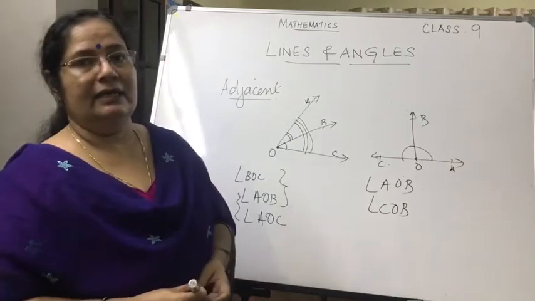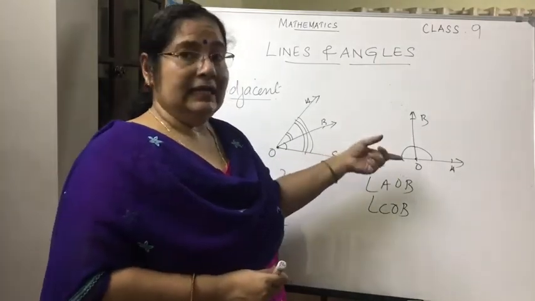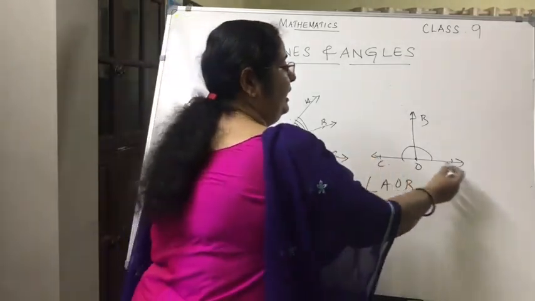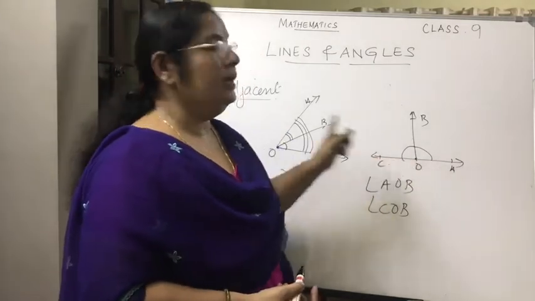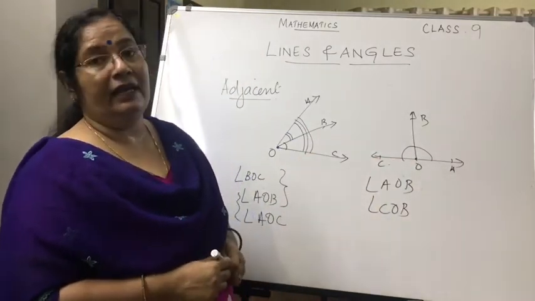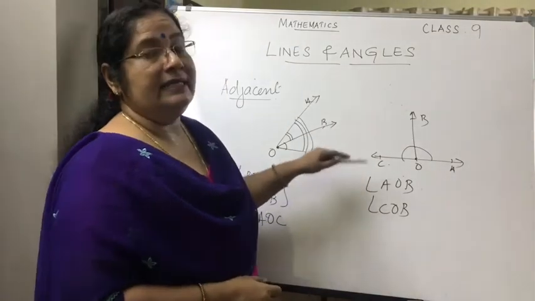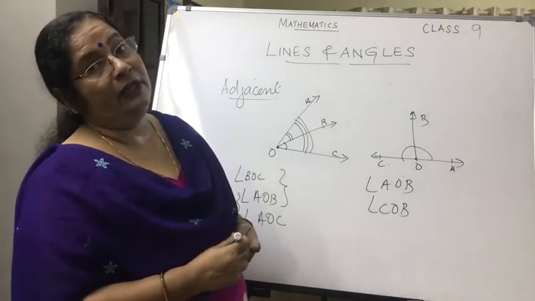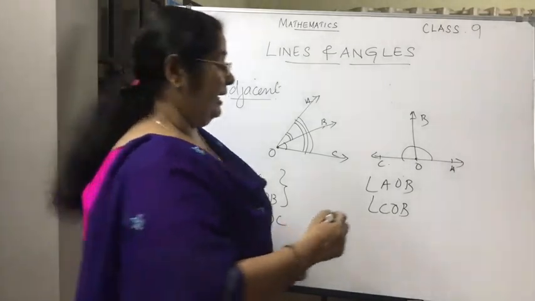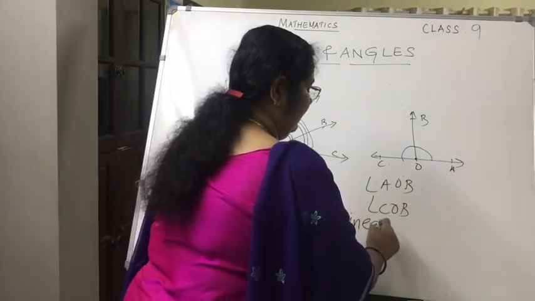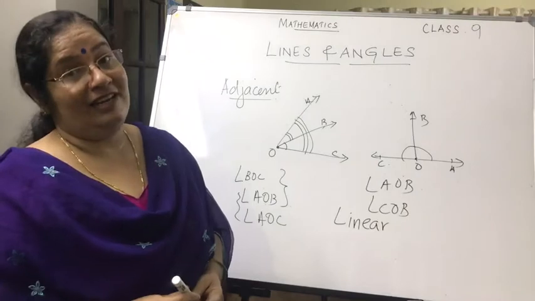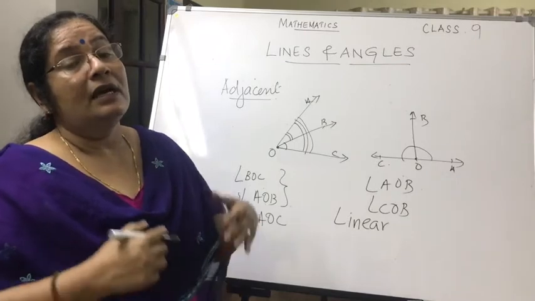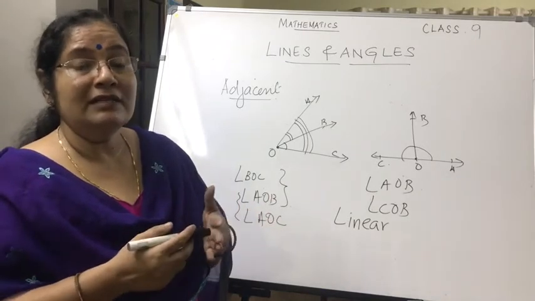They are adjacent angles. Now, adjacent angles in which the uncommon arms form a straight line. Which are the uncommon arms? OA and OC. If they form a straight line, then these adjacent angles will be given a different name. They will be called a linear pair. Linear means in a straight line. So, what is a linear pair? Adjacent angles whose non-common arms form a straight line.